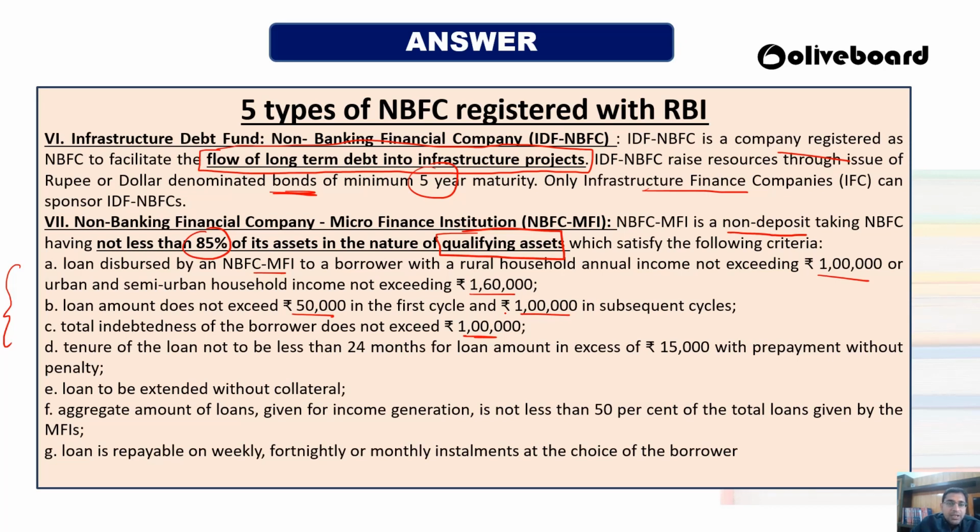मतलब अगर उसकी 1 लाख रुपए से उसकी कर्ज बढ़ रहा है, तो you are not allowed to give, right? And tenure of the loan should not be less than 24 months. It should be minimum 24 months and you can exceed the amount, right? And loan to be extended without collaterals. So these are some of the important criteria under which a non-banking financial company, microfinance institution can give the loan.